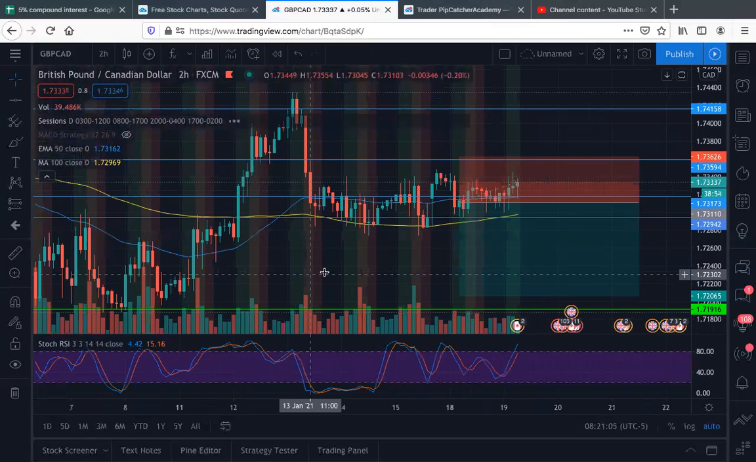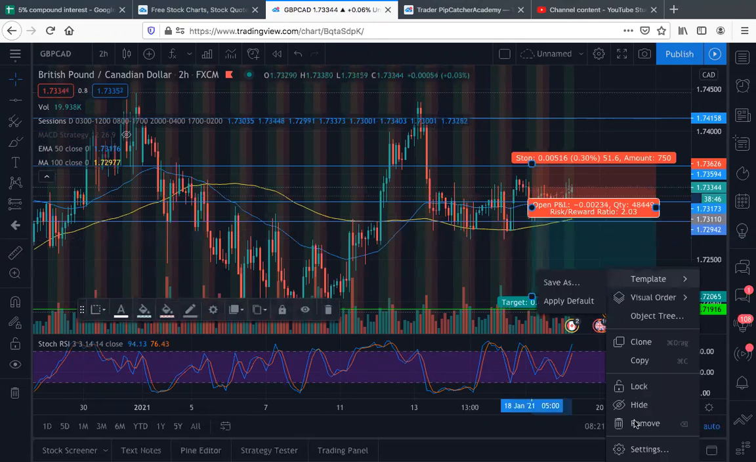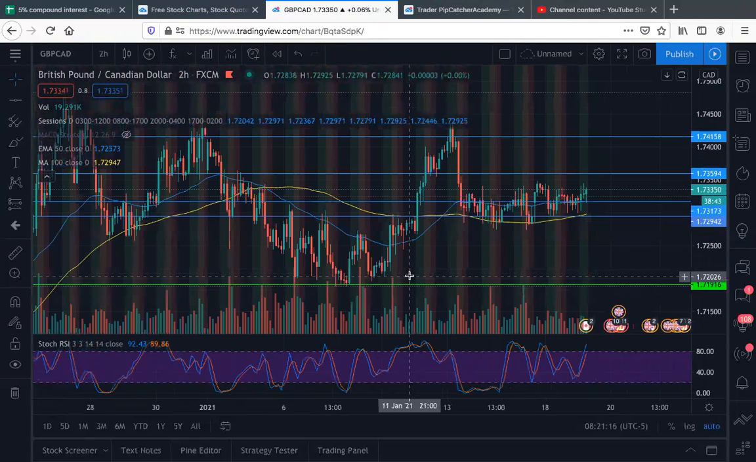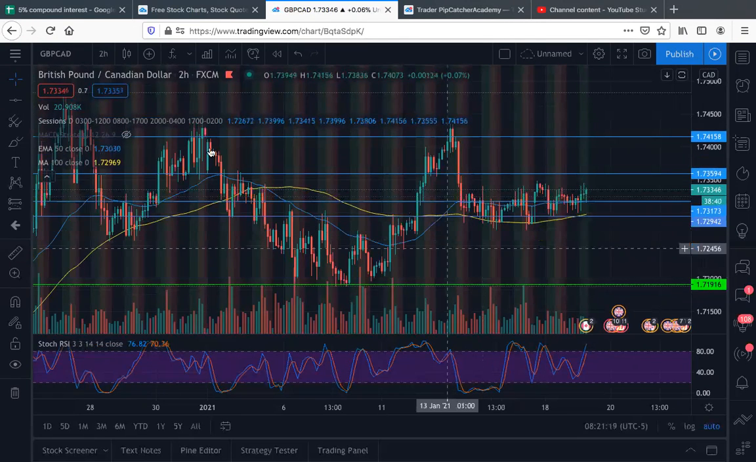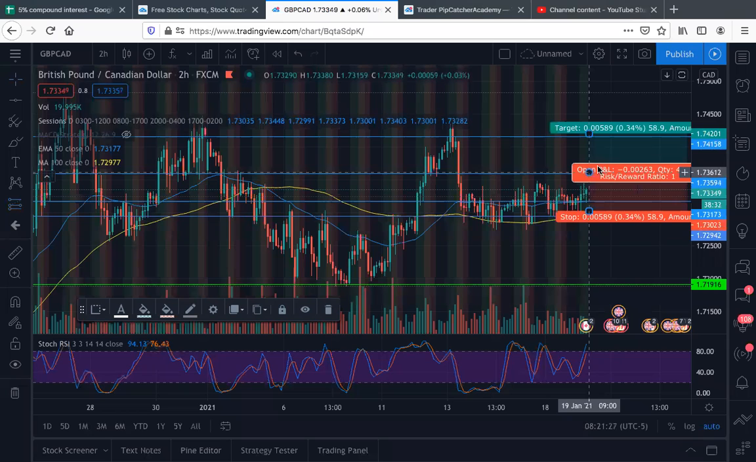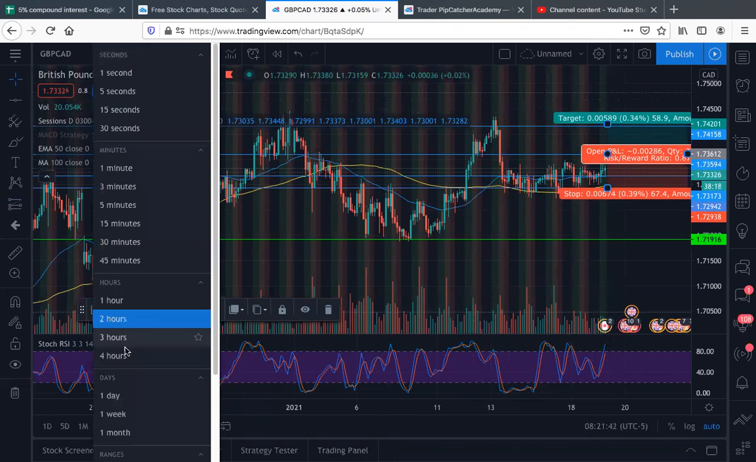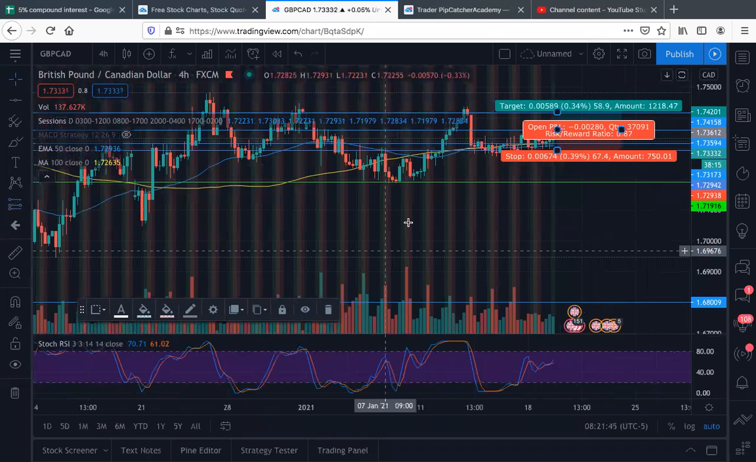Let's go to the 2 hour. It does appear that we have a double bottom. So let's remove this, and let's go back out to the 4 hour and see where we want to go.